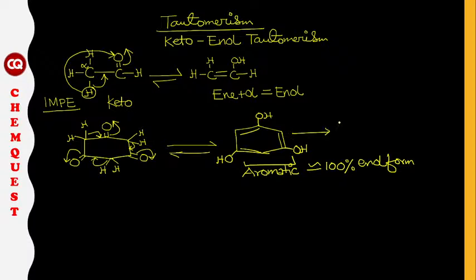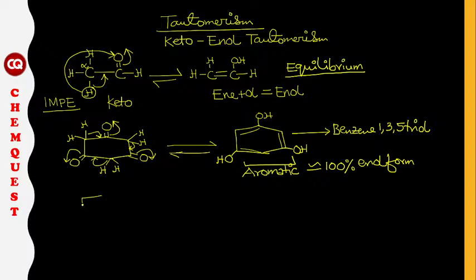Because the compound is aromatic, a benzene derivative, benzene-1,3,5-triol, it satisfies Huckel's rule of 4n plus 2, giving aromatic stability. Keto-enol tautomers are always in equilibrium. The equilibrium is shifted towards enol due to the stability of the enol form.